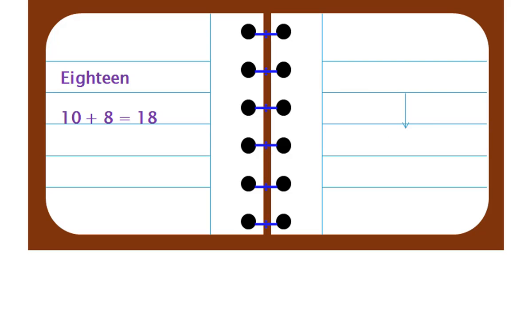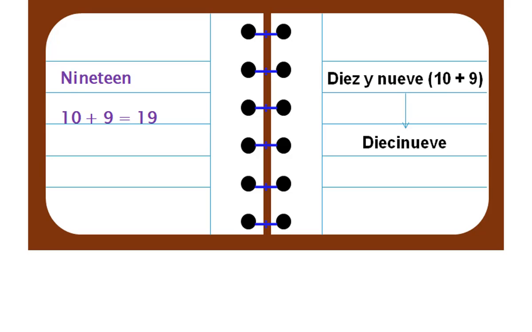Same pattern for 18. 10 plus 8 is 18. So it's diez y ocho. So we replace this Z and Y with I, so it becomes dieciocho. 18. 19. 10 plus 9 equals 19. So we remove this Z and Y and it becomes diecinueve. Alright, so we saw 16 to 19 have a pattern where we are replacing Z and Y with I.